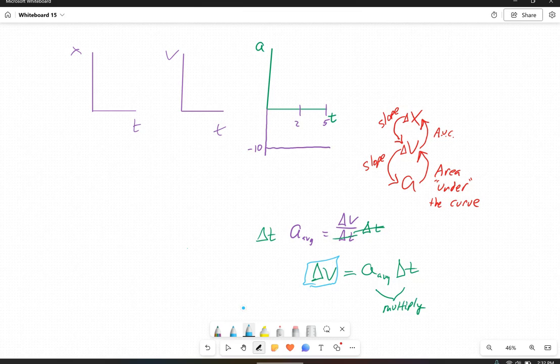Negative what? How did you get that? Okay, so that is what my acceleration value is. But what is my change in velocity?